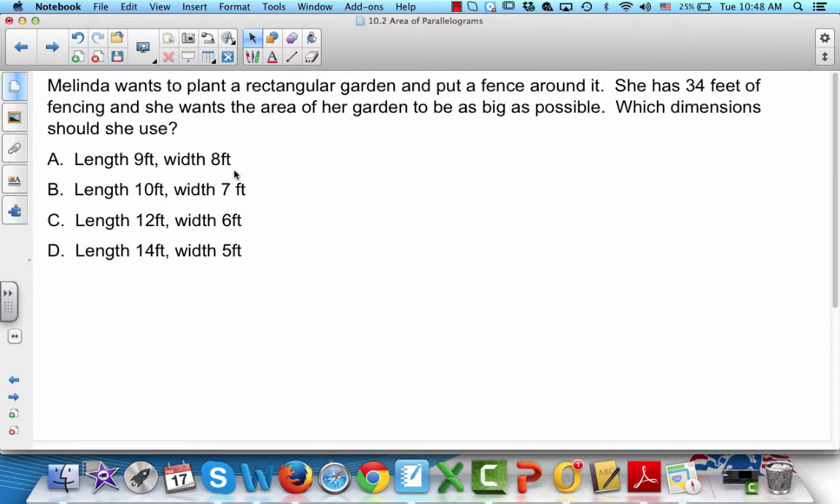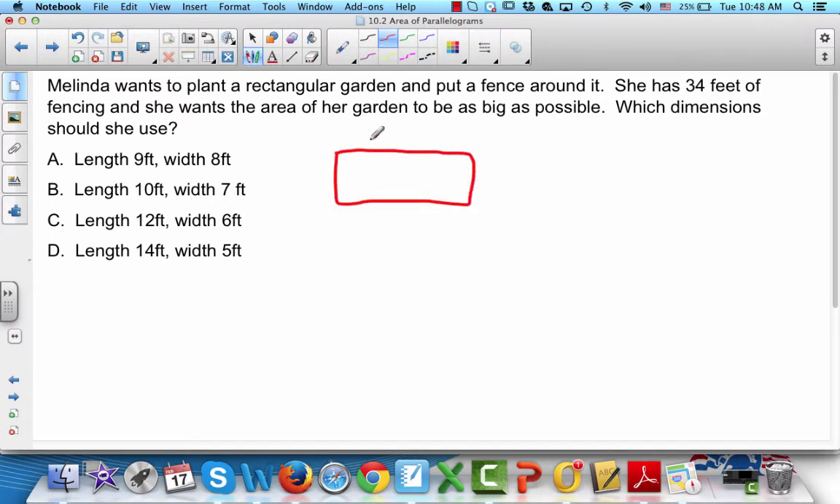All right, here's a problem for you. Melinda wants to plant a rectangular garden and put a fence around it. She has 34 feet of fencing, and she wants the area of her garden to be as big as possible. Well, what's that mean? She wants a rectangular garden. Okay, there's the rectangle. She has 34 feet of fencing.